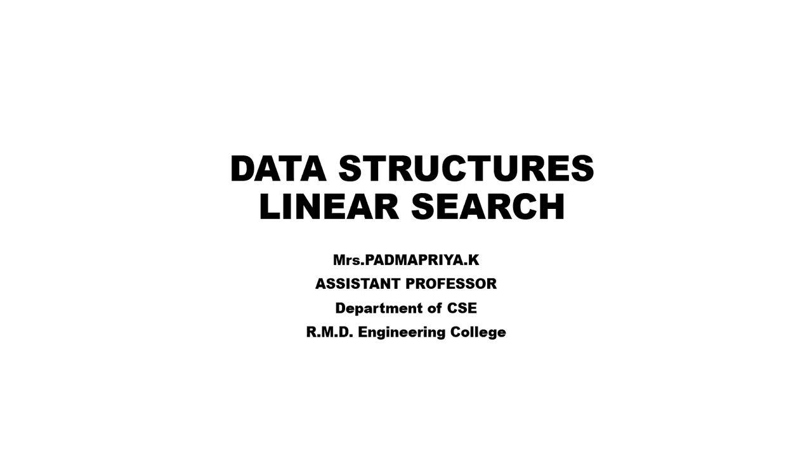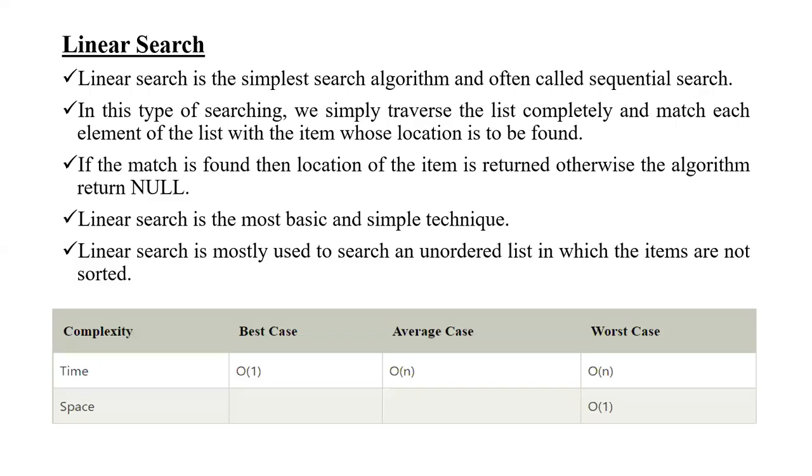Today we are going to see the topic linear search under the subject data structures. Linear search is the simplest search algorithm and often it is called sequential search. In this type of searching, we simply traverse the list completely and match each element of the list with the item whose location is to be found. If the match is found, then the location of the item is returned. Otherwise, the algorithm returns null.